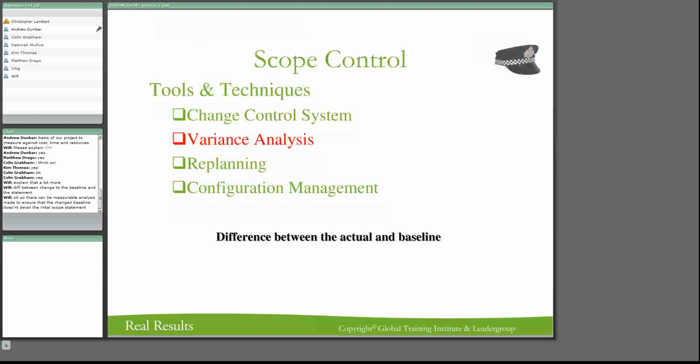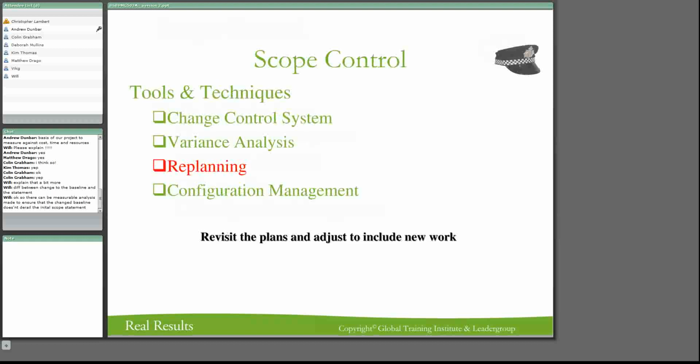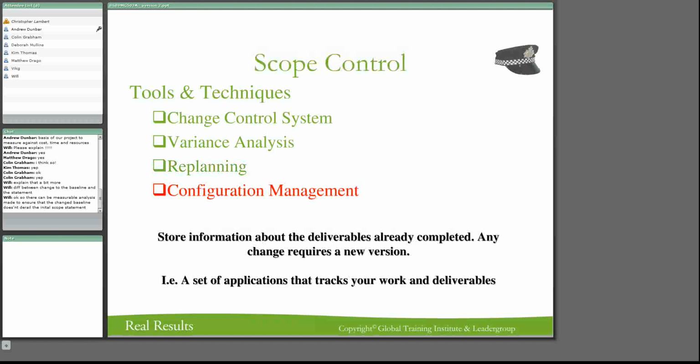You've got version 1 of your baseline. You're going to do a variance analysis on that one. You've got a new baseline. You're going to do a variance analysis on your new baseline. And then you're going to look at replanning. We're going to revisit the plans and adjust them to include the new work. And then finally, we're going to store that information about the deliverables already completed and any of the changes that require a new version.